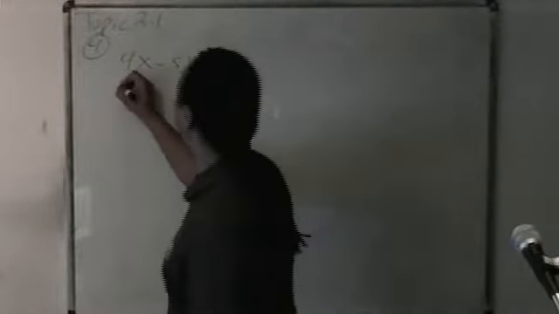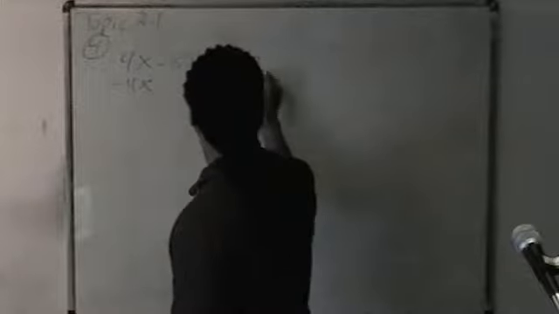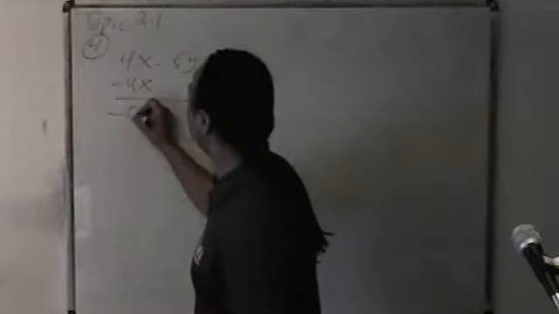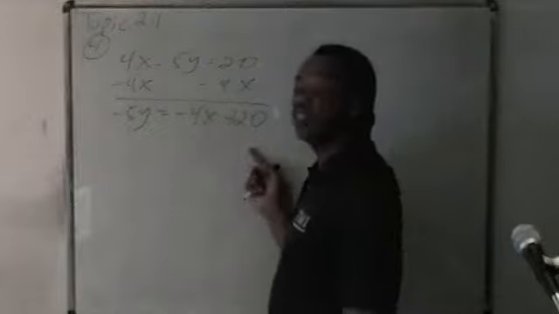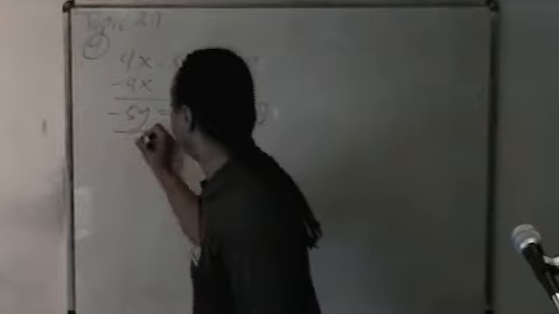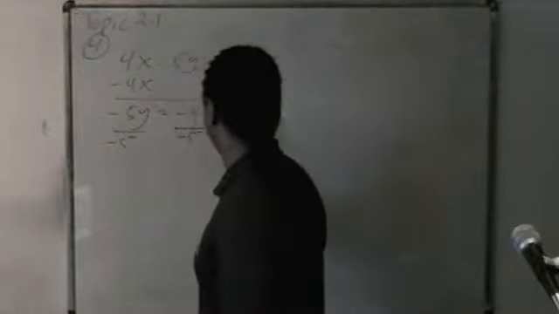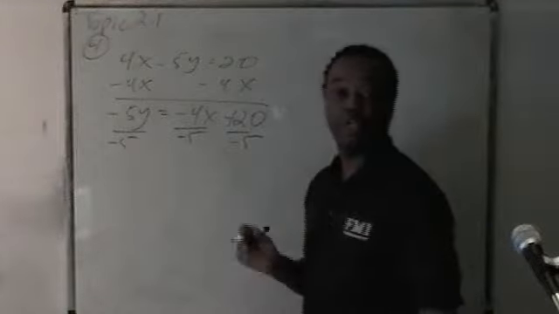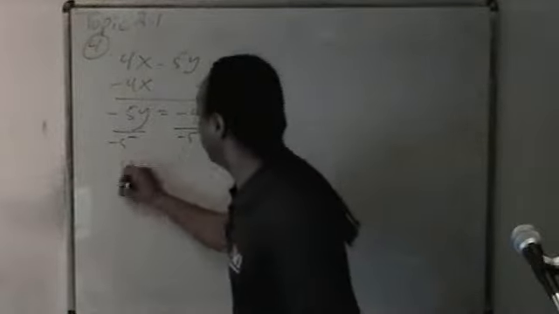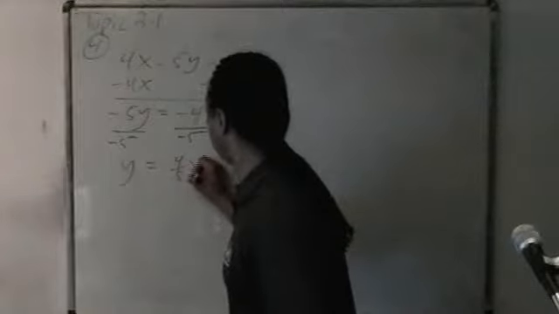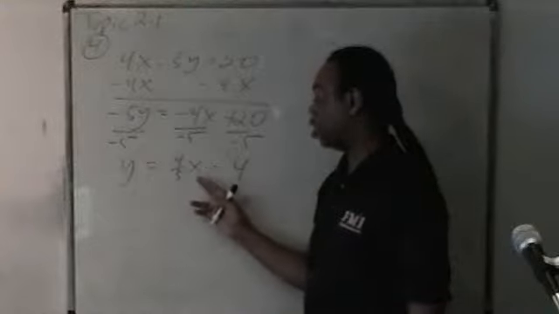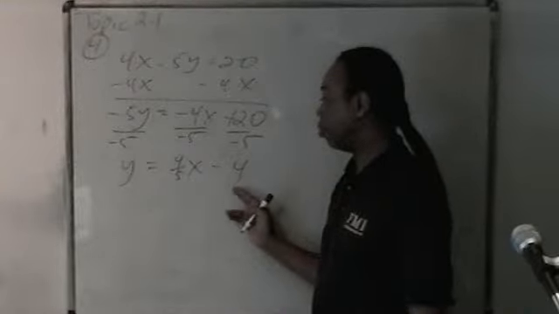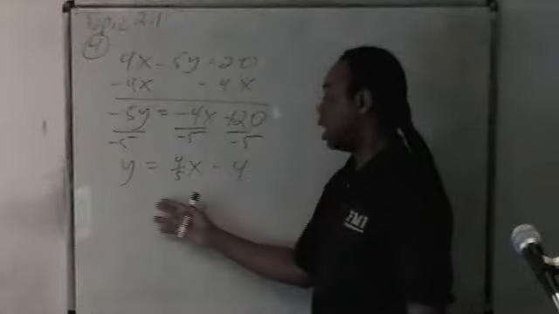So, subtracting 4x from both sides, I'll get negative 5y equals negative 4x, and then the positive 20. Then I'm going to divide each term by negative 5. This will simplify into y equals positive 4/5 x minus 4 when we divide everything by negative 5. Now I'm going to graph this.